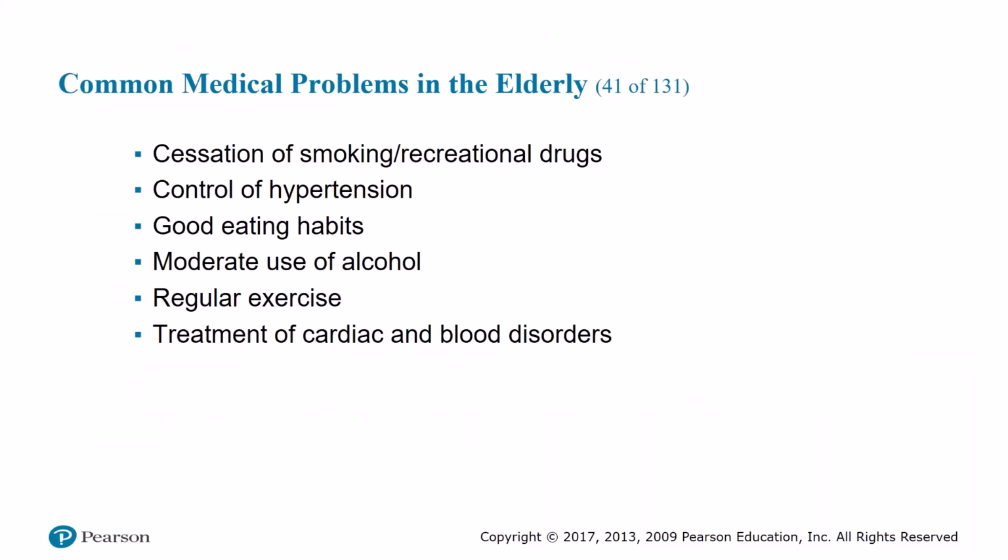Now, one of the best types of treatment is going to be prevention. So how do we prevent stroke? Well, stop smoking, stop vaping, stop using recreational drugs, control the hypertension, good nutrition, moderate use of alcohol. They don't say stop drinking alcohol. This is something that's being changed along the way.